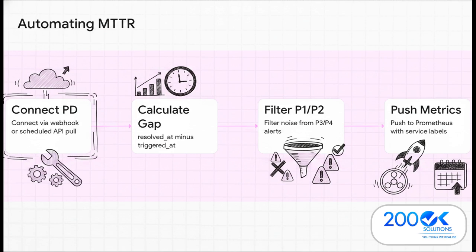Step 3, and this is absolutely crucial, filter that data to only include P1 and P2 incidents. Why? Because the sheer noise from low-priority P3 or P4 alerts will massively distort your classification when you're trying to figure out if you're an elite or just a high-performing team. Step 4. Push this clean data to Prometheus with your service labels. And remember, average this out weekly, not monthly.